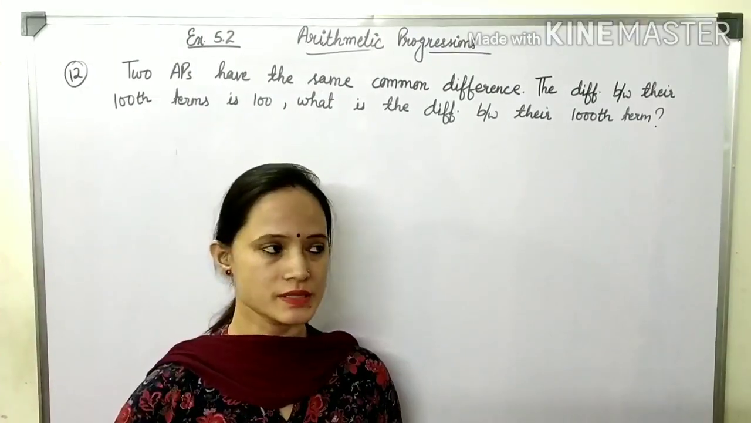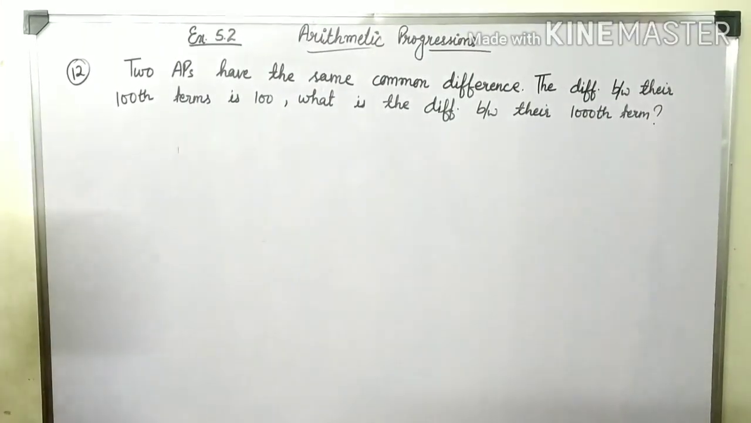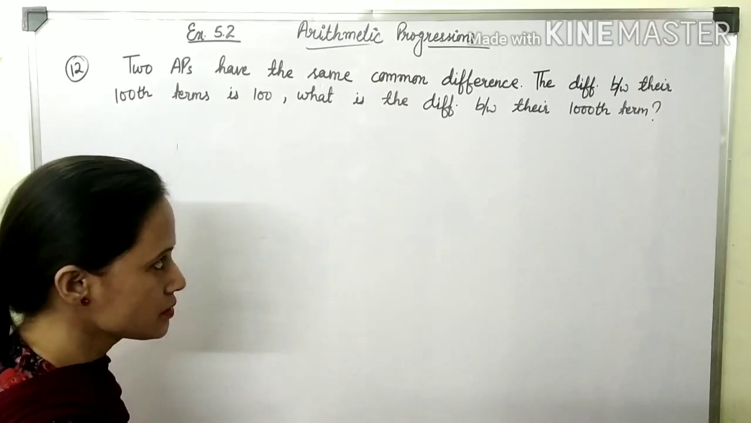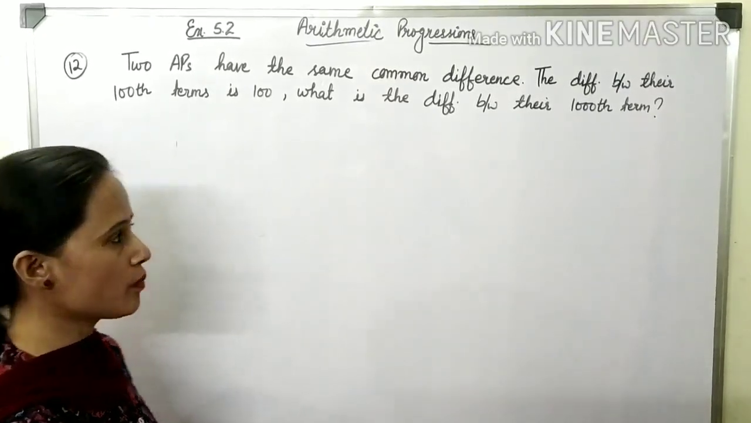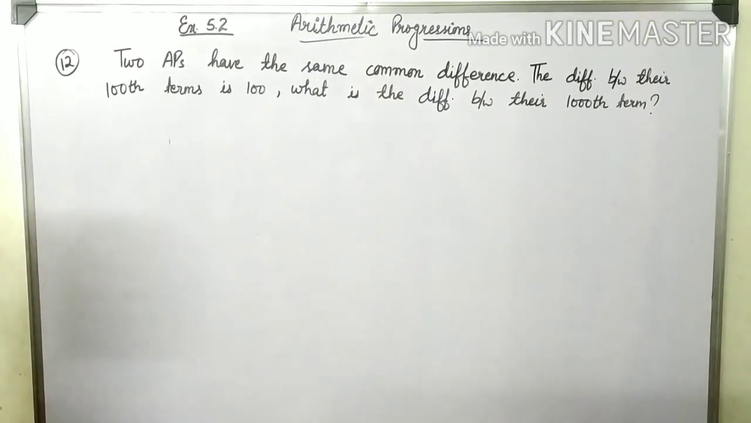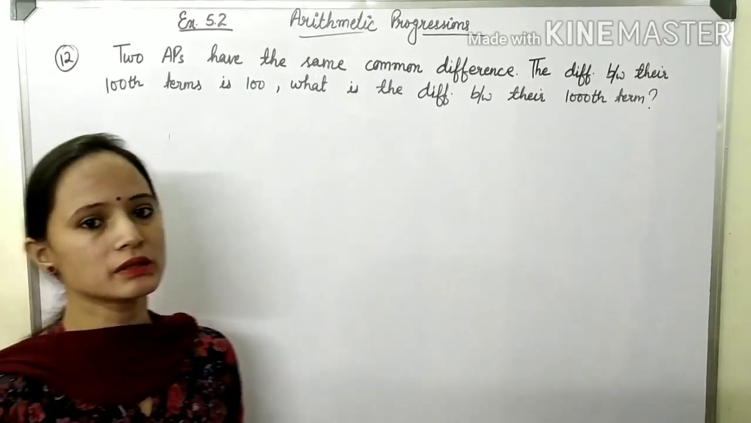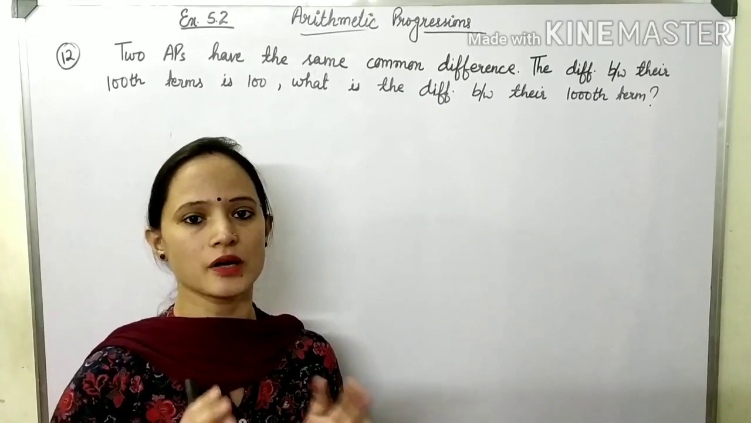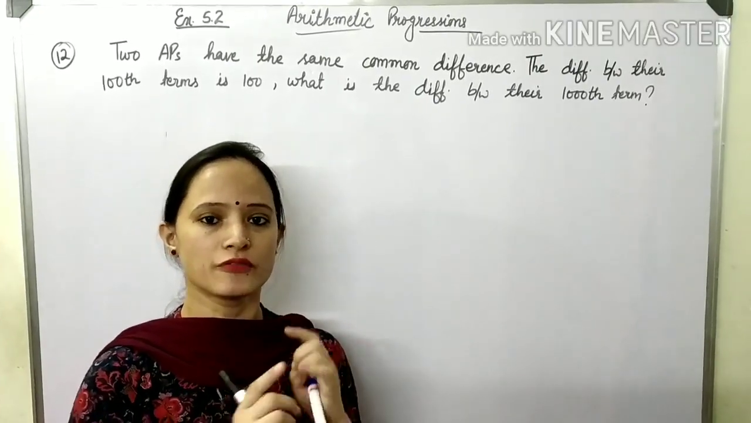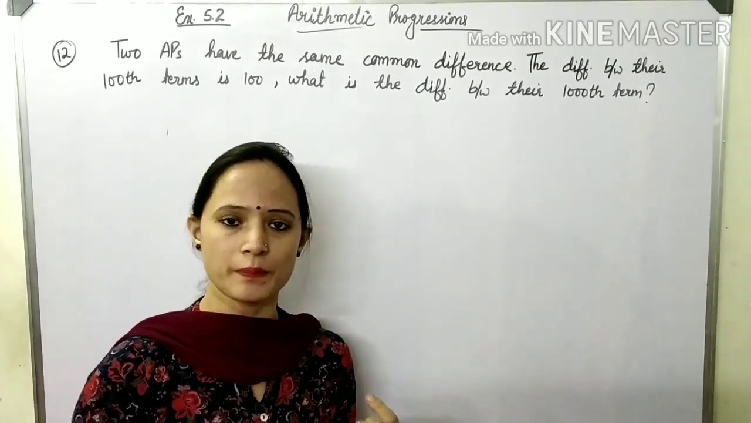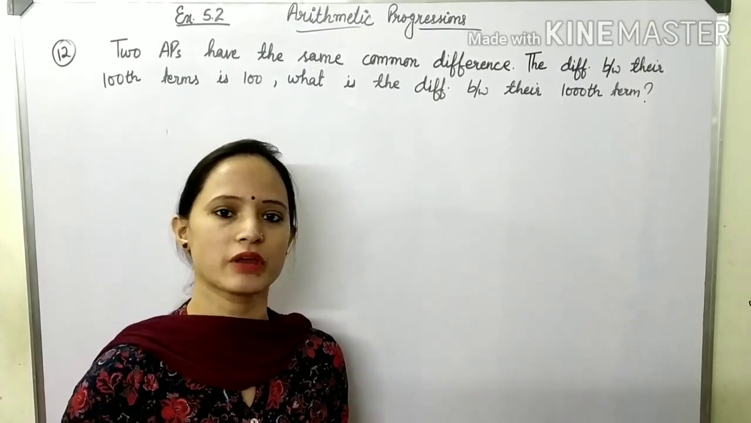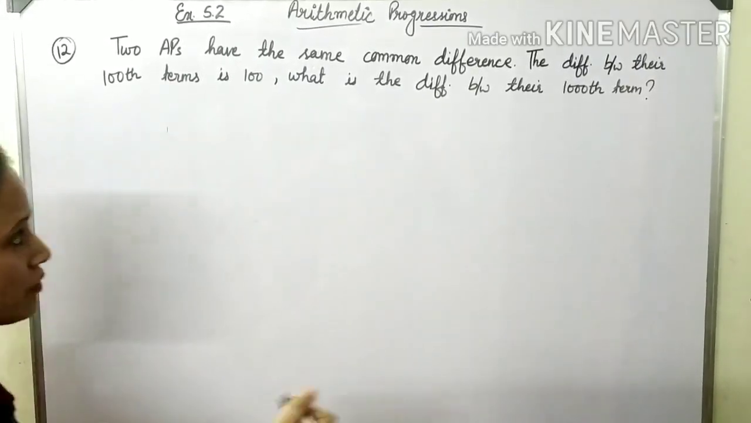Question number 12 is, two APs have the same common difference. There are two APs and they have the same common difference. The difference between their 100th terms is 100. So we have to find the difference between their 1000th term. So since there are two APs, we'll have to consider the first term of the two APs, and since the common difference is same, we can assume any one variable for that.